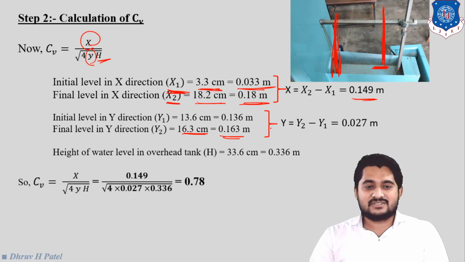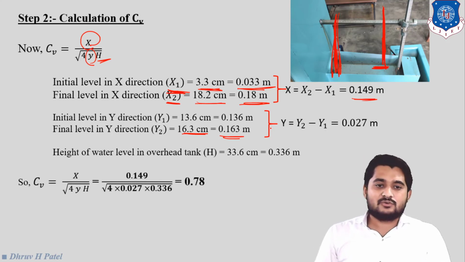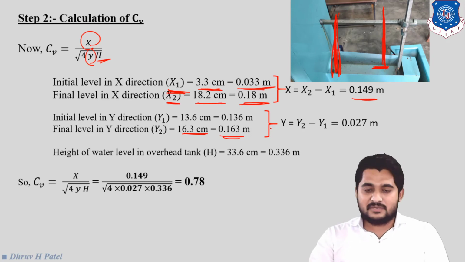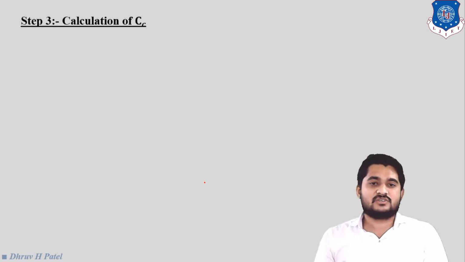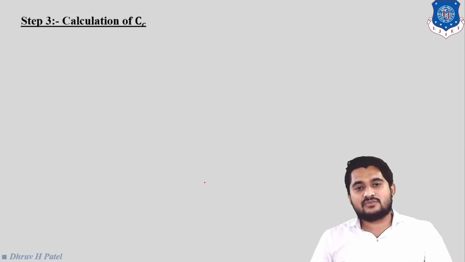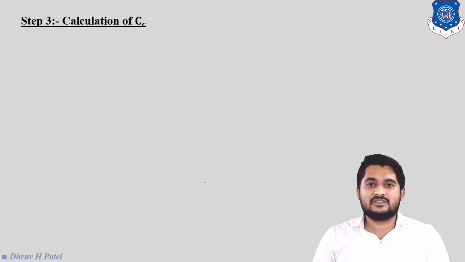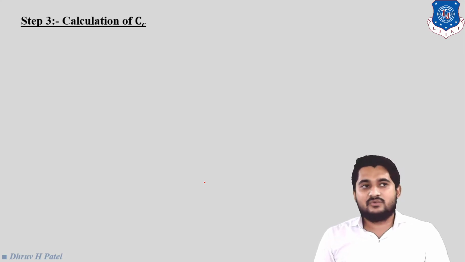So we can solve CV by x divided by under root 4 y h. If we put all the values, then CV is equal to 0.78, right? And our last step is the calculation of the CC, that is coefficient of contraction. The actual equation of the CC is area of the vena contracta divided by area of the orifice. But here we don't have any data about the area of the vena contracta, right?